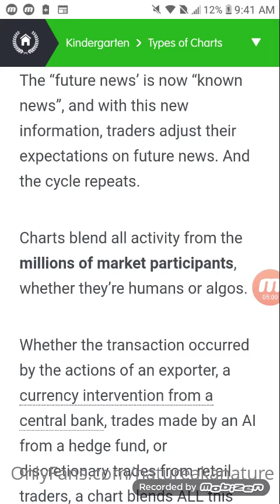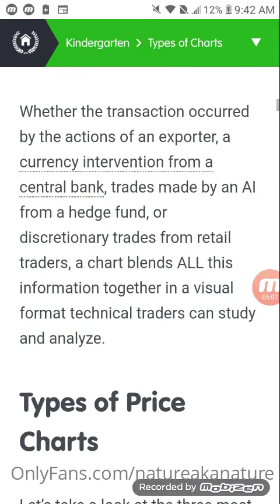Okay, so it shows all the activity over millions of market participants, not just us. Whether they're human or not, whether the transactions occur by the action of an exporter, a currency intervention from a central bank, or trades made by AI from hedge funds, or discretionary trades from retail traders. A chart blends all this information together in a visual formation technical traders can study and analyze.